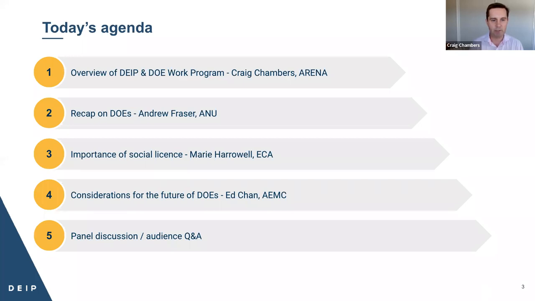So the agenda for today is John and I are going to talk a little bit about DEIP, for those of you that haven't had much exposure to DEIP. Then we'll go into the Dynamic Operating Envelopes work program that is now coming towards its final few work tasks. We will then hand over to Andrew to discuss what is a Dynamic Operating Envelope. Marie will talk to us about the social license considerations for industry to implement dynamic operating envelopes. I'll then hand to Ed to talk about some of the reforms and some of the considerations that ESB and market bodies are starting to think about in regards to the implementation of DOEs. And we will finish with Q&A.